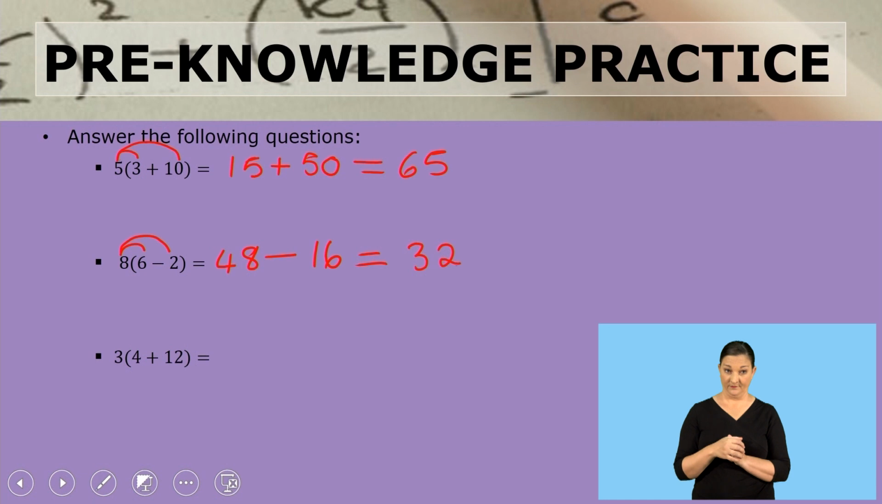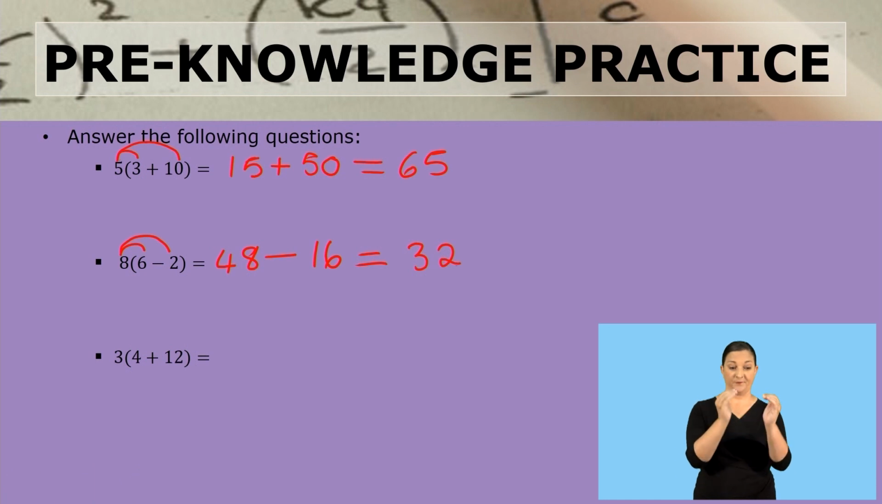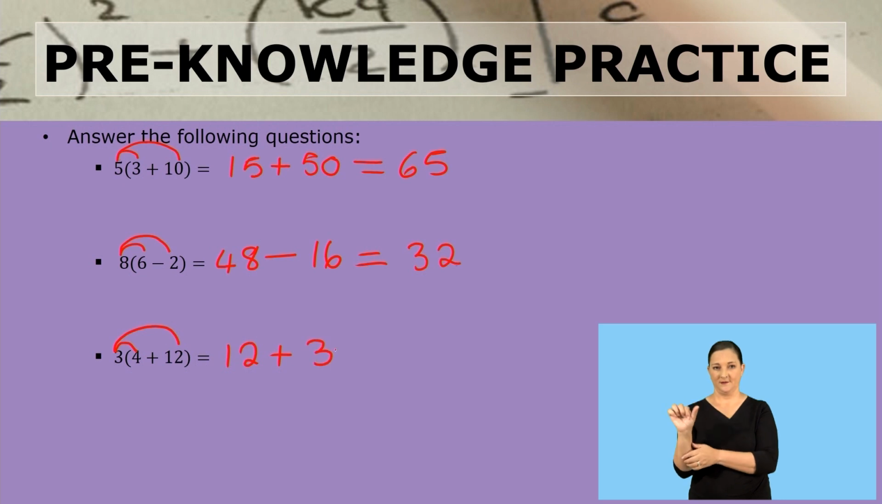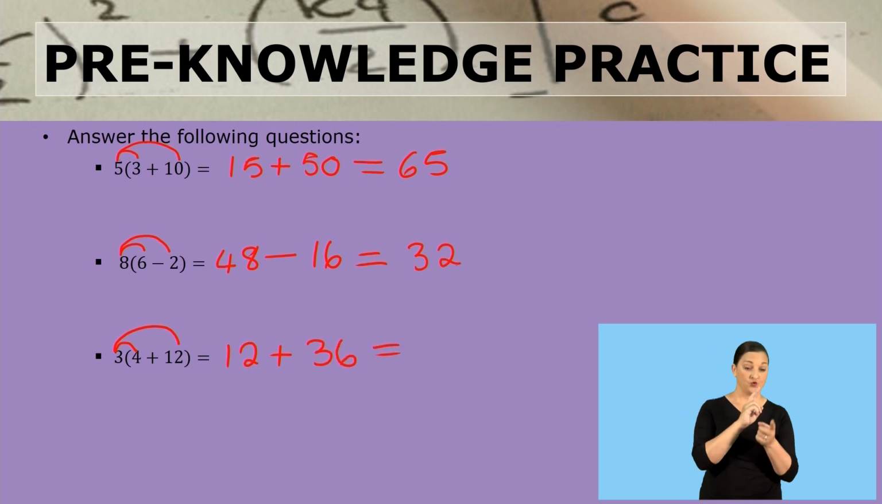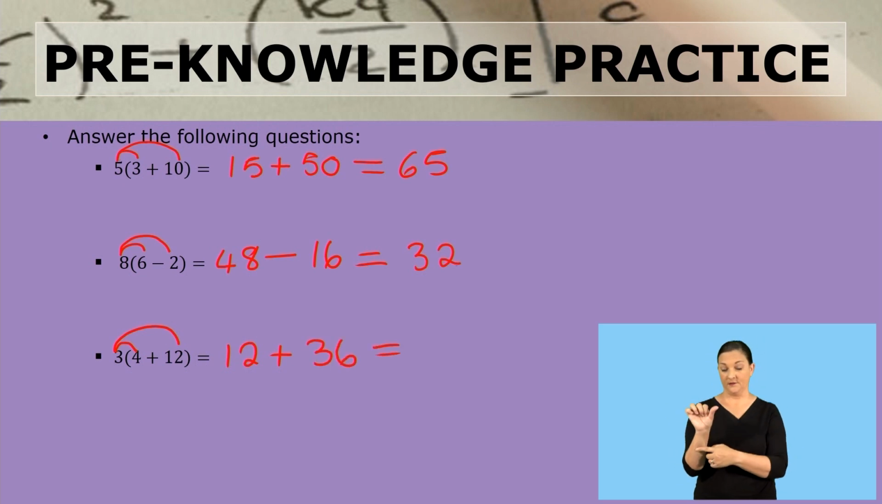And again, if I have 3 multiplied by 4 and 3 and in brackets I have 4 plus 12, I can still distribute it. 3 multiplied by 4 is 12, and because I am adding there, 3 multiplied by 12, that is 36. And if I add those two, that is going to give me an answer of 48.